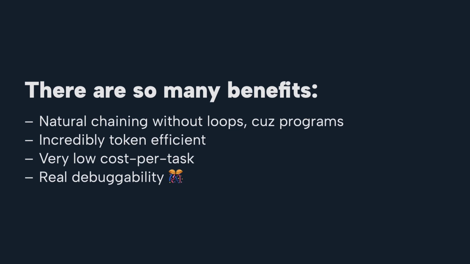And again, there are so many benefits of building this because, number one, you get natural chaining without the loops because, again, programs. It is incredibly token efficient. Like I said, if you have the ability to reuse something again and again, the cost per use goes down. You have very low cost per task because AI may not be there, so there may not even be an LLM call as part of the flow. And if there is, it can be a targeted LLM flow. And then you get real debuggability, which at the end of the day is a huge win for me, especially when I'm trying to build and manage these type of systems.